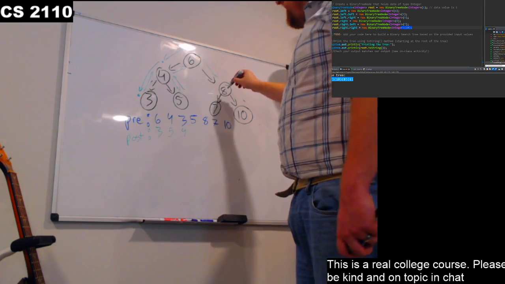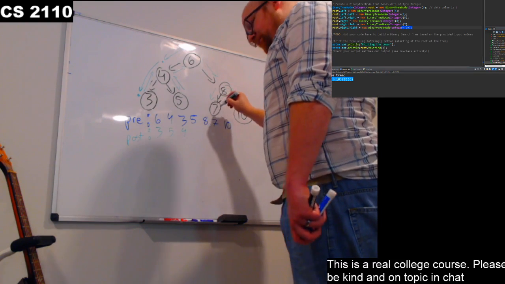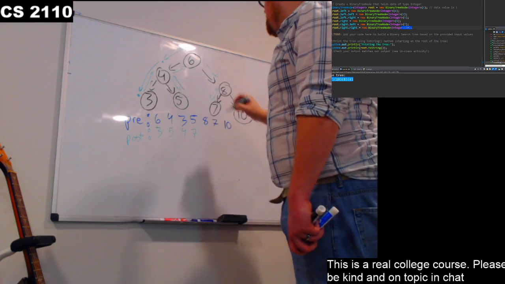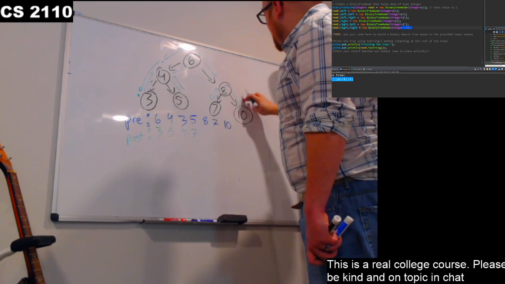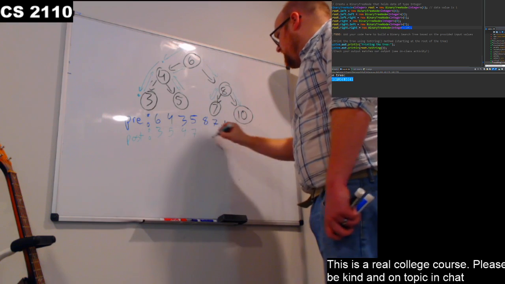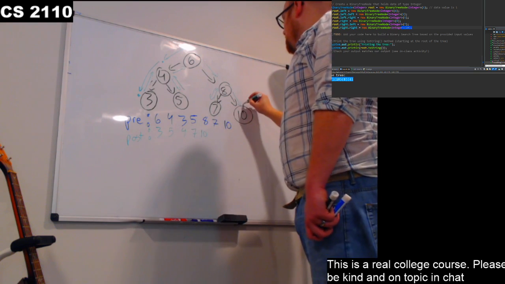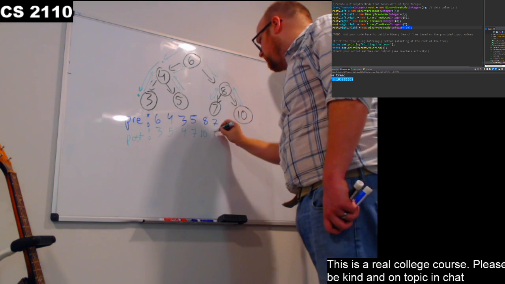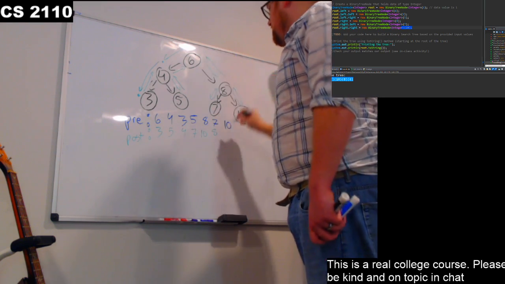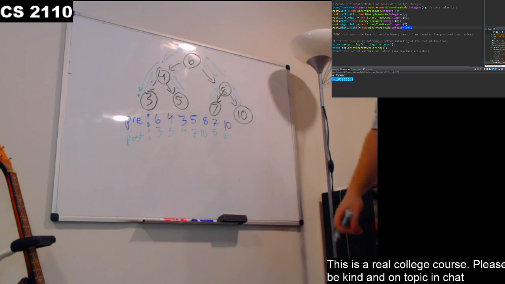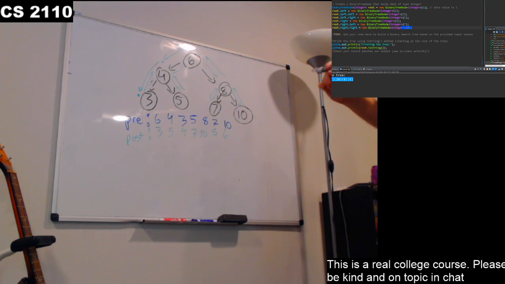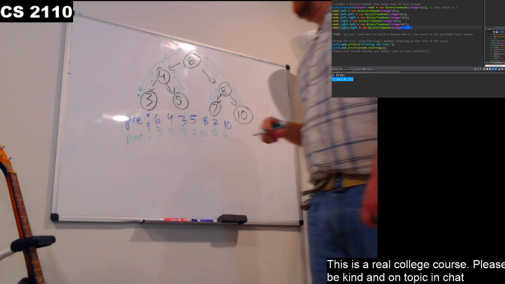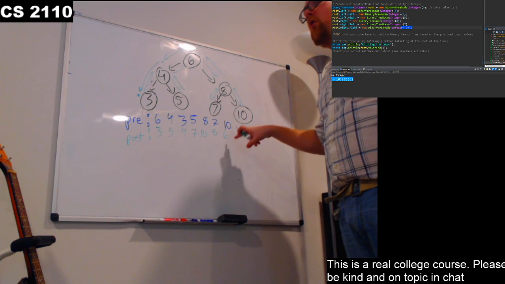And that leads us to 8, but 8 has a left child, 7. 7 has no children, so we visit 7. Recurse back up to 8. We then go down the left side, or the right side, excuse me. We visit 10. 10 has no children, so that's why we go immediately to 10. We recurse back up to 8. 8 has no more children. Recurse back up to 6. And there we go. And the important dead giveaway here is with a pre-order traversal, the root will always be first. And with a post-order traversal, the root will always be last.